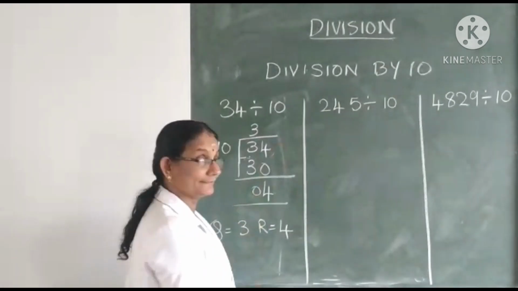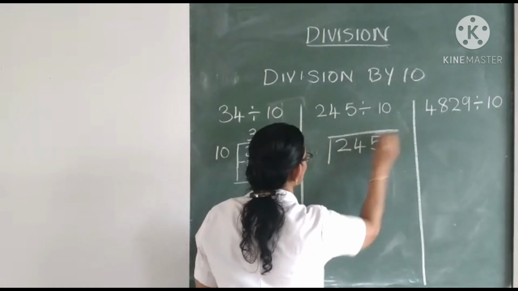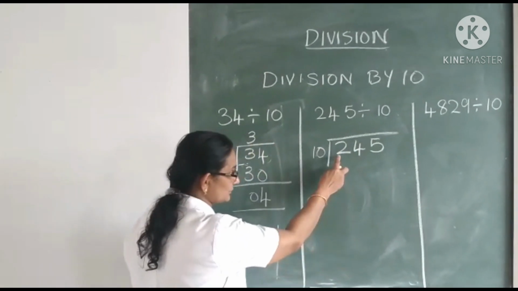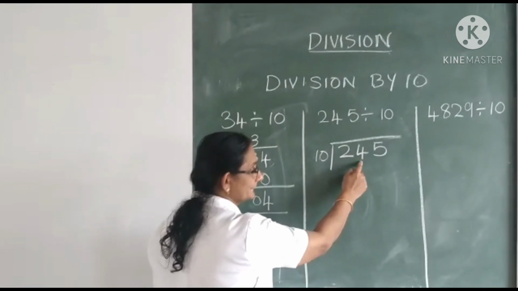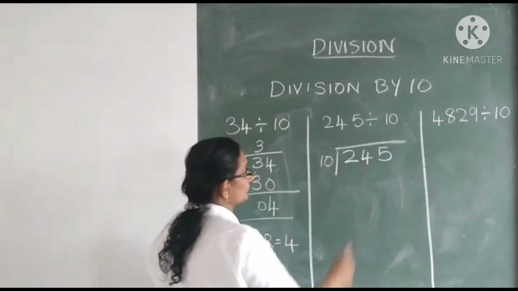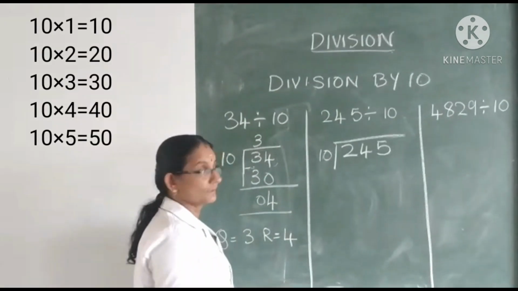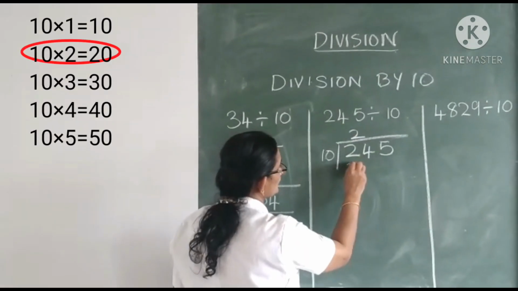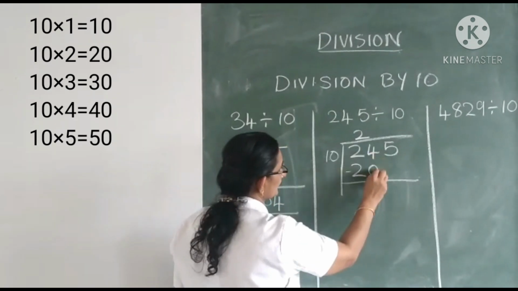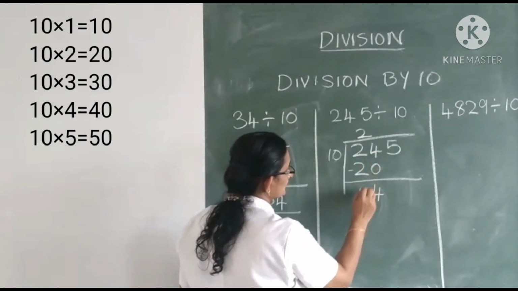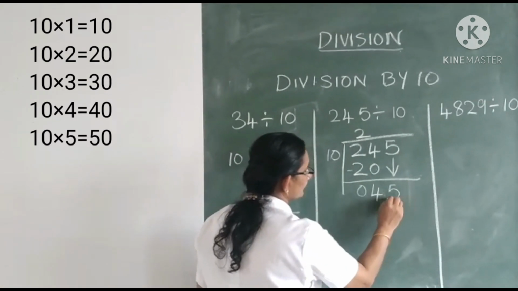Okay. Now, let us go to the next division. 45 by 10. Now, as 2 is lesser than 10, we have to consider both the digits, 2 and 4. So, let us see how many times 10 goes in 24. Yes, how many times? 2 times. 10 2s are 20, isn't it? Now, subtract 4 minus 0 is 4 and 2 minus 2 is 0. Then bring down the next number, 5.